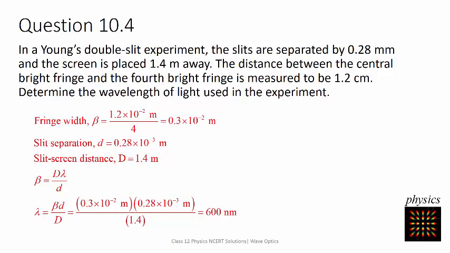And then the slit separation and slit screen distance. Then you substitute to calculate lambda. So the only calculation here is to find out the fringe width. Other things are given directly.